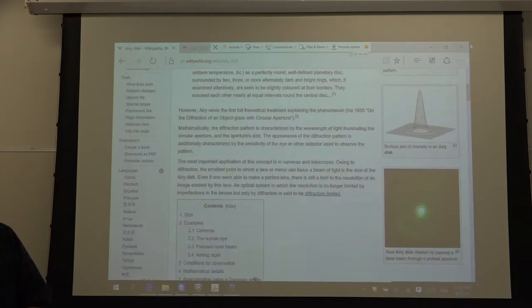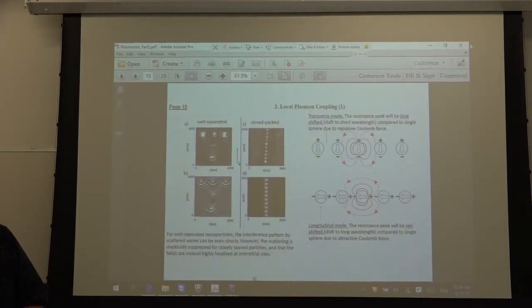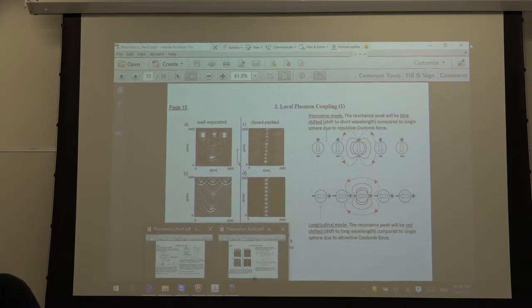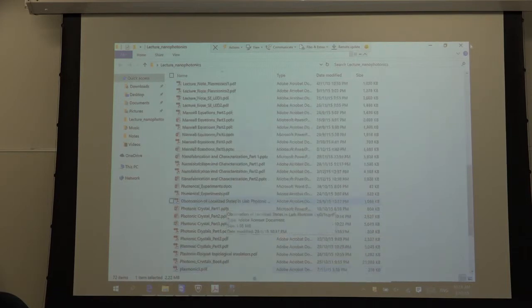So I have two pages. I can conclude this lecture. I have two pages. Why did I move? Just, yeah.